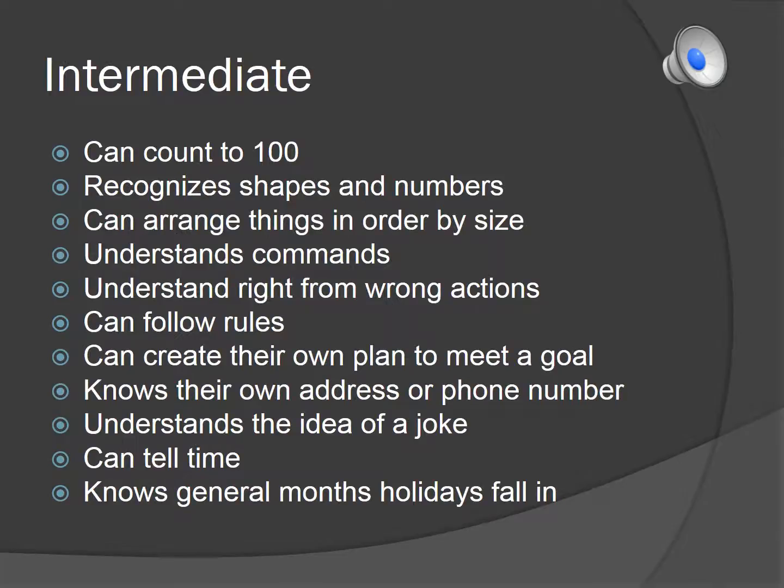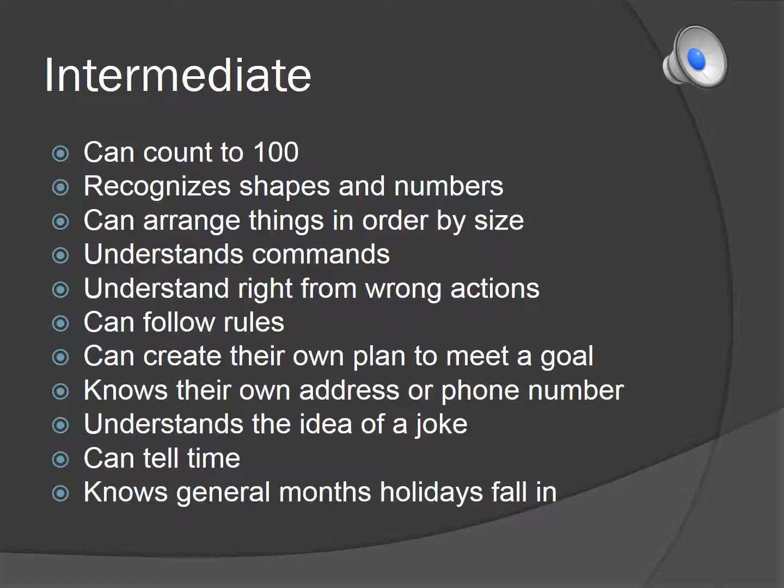In the intermediate stage of cognitive acquisition, children are normally able to count up to 100. They can recognize different shapes and numbers, and at the same time they can arrange things in order by size, from smallest to largest. They can understand right and wrong actions and likewise understand commands, and they often follow rules and know how to create their own plans to meet goals.